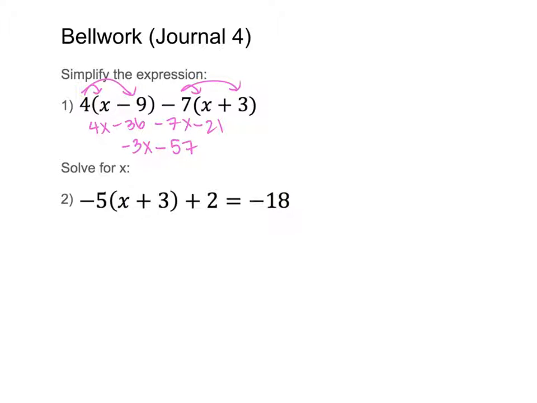So my answer here is negative 3x minus 57 because I can't combine these two terms anymore. They are not alike. This one has an x, this one doesn't. So that's all I can do here. I have to leave my answer like this.